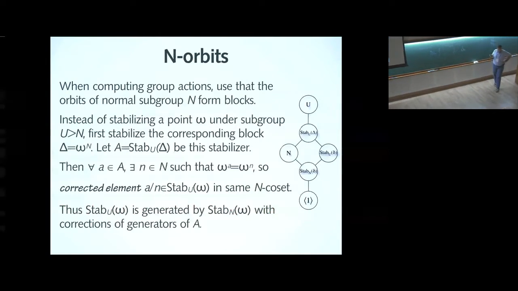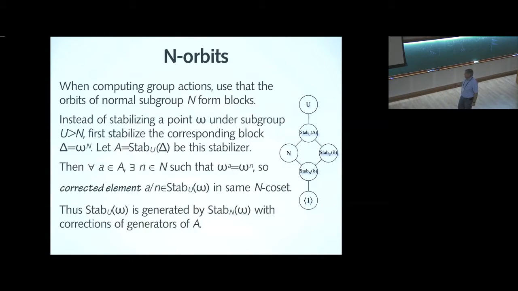Well, often some calculations reduce to orbit calculations. And what we can use there is the fact that orbits of a normal subgroup form a block system. So, for example, if I have some group U here, I have the normal subgroup, and I want to calculate the orbit of some point under this group U. And that point actually could be something complicated. It could be an action on subgroups or on elements of the group or so.